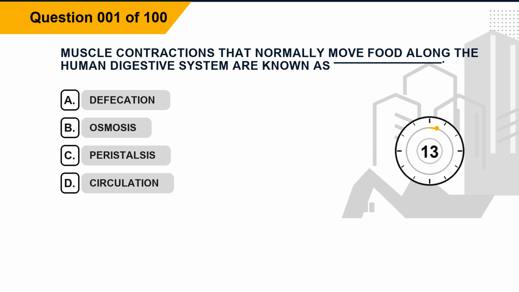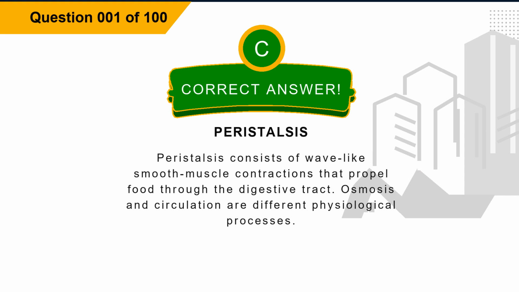Question 1. Muscle contractions that normally move food along the human digestive system are known as blank. Option A, defecation. Option B, osmosis. Option C, peristalsis. Option D, circulation. The correct answer is option C, peristalsis. Explanation. Peristalsis consists of wave-like smooth muscle contractions that propel food through the digestive tract. Osmosis and circulation are different physiological processes.